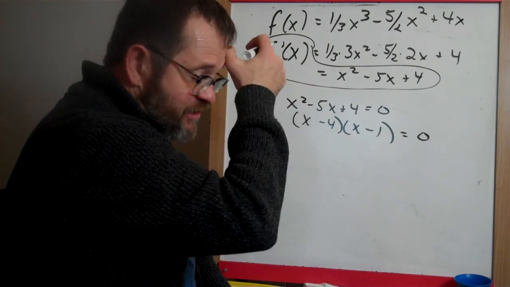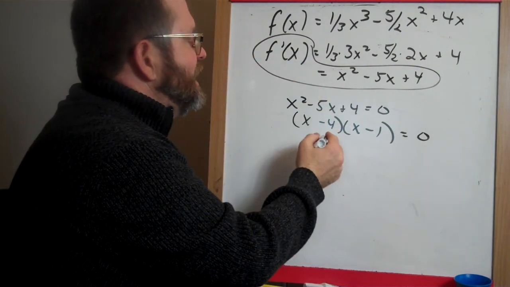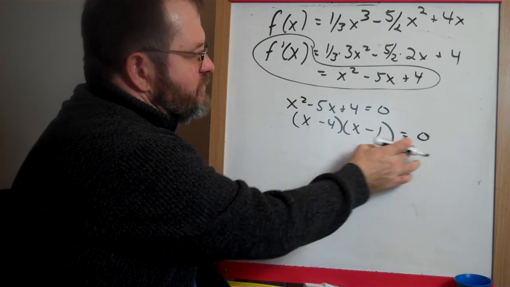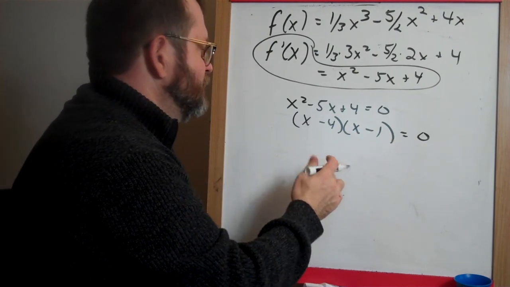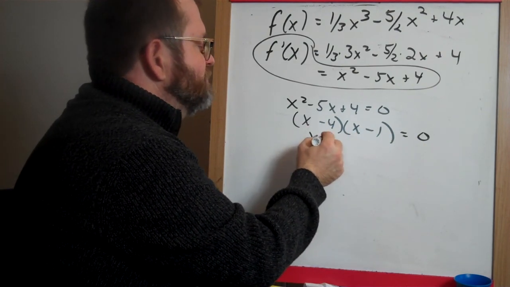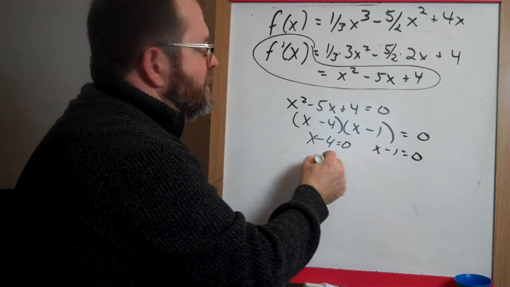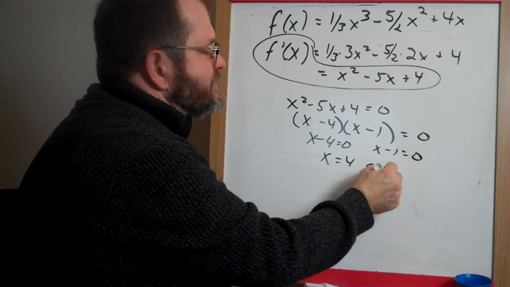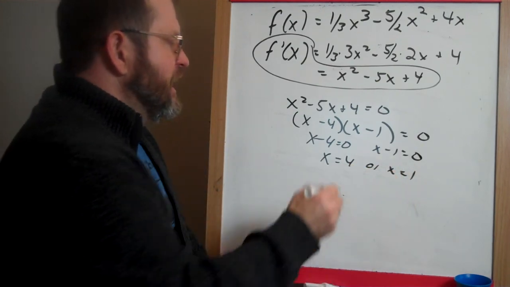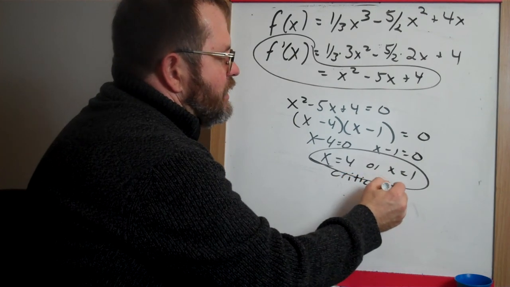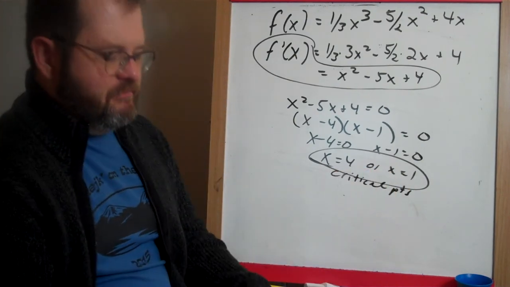I like the factoring on this particular one because this is a classic example of where you have two terms multiplied together and they make 0. It's called the zero product rule, I just recently learned. So either x minus 4 is 0 or x minus 1 is 0. Means x is equal to 4 or x is equal to 1. These are our critical points. We've answered our first part of the problem there.